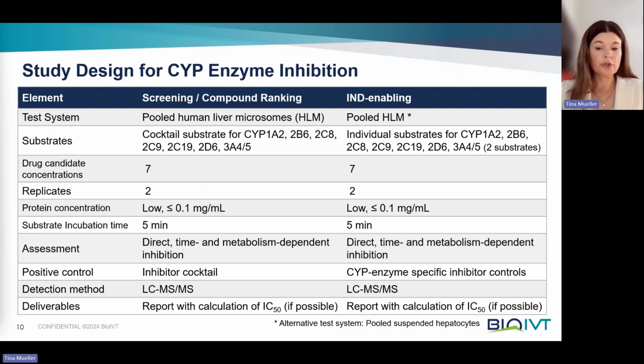It is important to note that the protein concentration in the assay is critical and needs to be low, as higher protein concentrations can lead to artifacts. In addition, substrate incubation time is kept short to determine inhibition under initial rate conditions. Now, as mentioned earlier, 3 types of inhibition are assessed: direct, time-dependent, and metabolism-dependent.